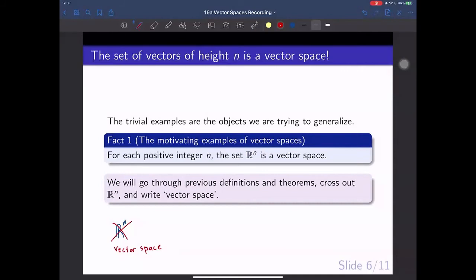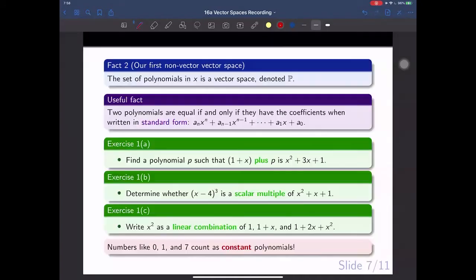Our first example of a vector space that is not made of column vectors is the set of polynomials in x. We will denote this set by this boldface P.